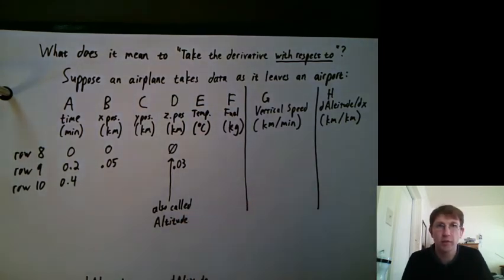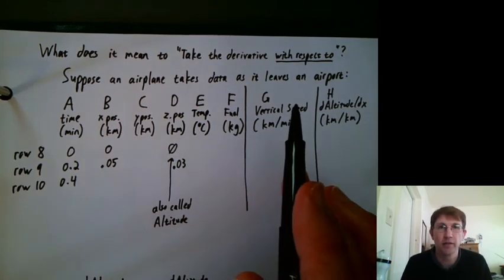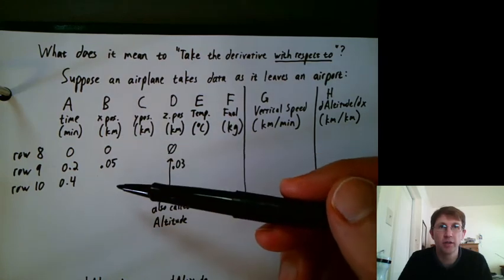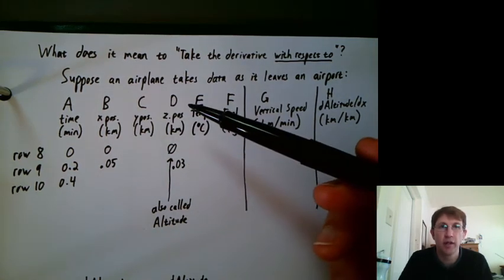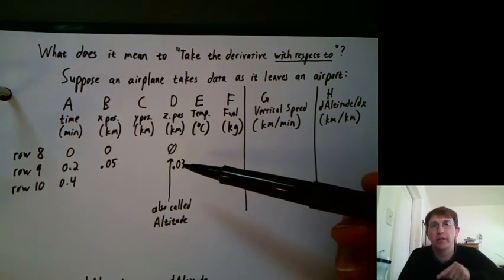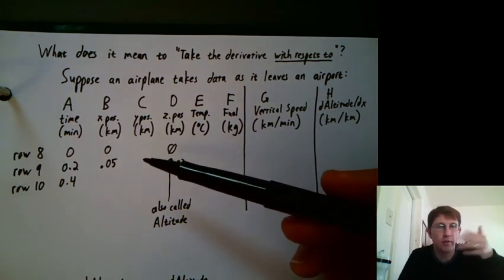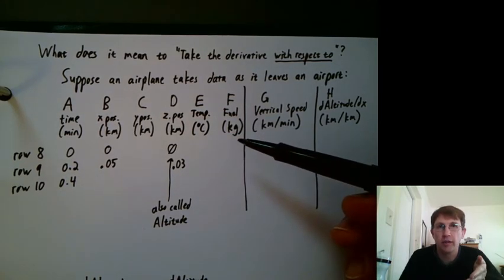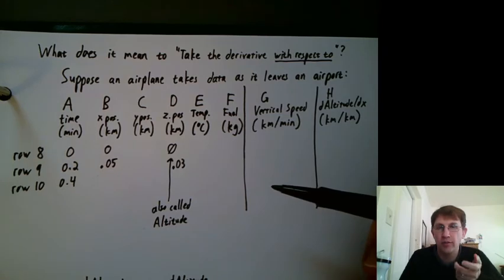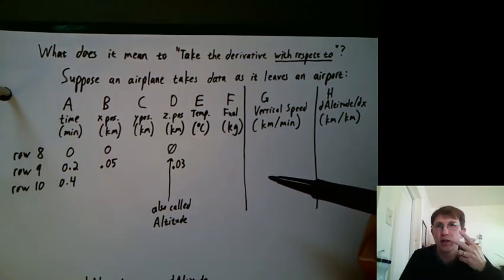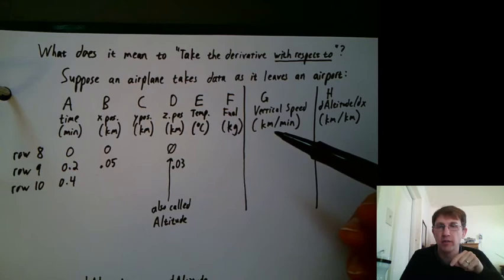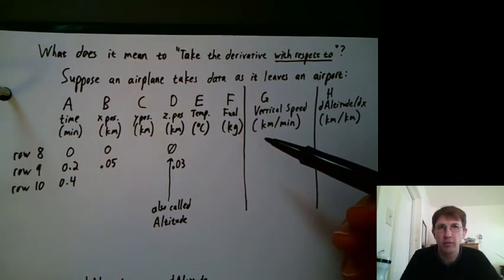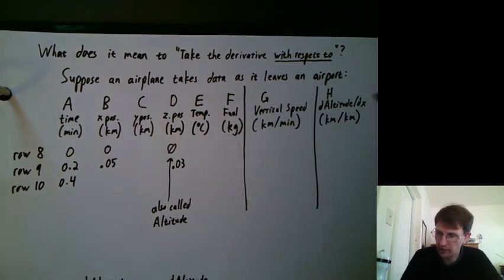So here's an applied example. Suppose the airplane takes data as it leaves an airport. So for every time block that goes by, it's recording its x position in kilometers, its y position in kilometers, its z position in kilometers, that's altitude, how high up it is above the runway from where it took off, the external temperature, and how much fuel it has on board in kilograms. And if you ask how fast is the airplane going up, you could answer that two ways. You could say, what's its vertical speed in kilometers per minute, its climb rate? How would you calculate that based on the data you have in this table so far?